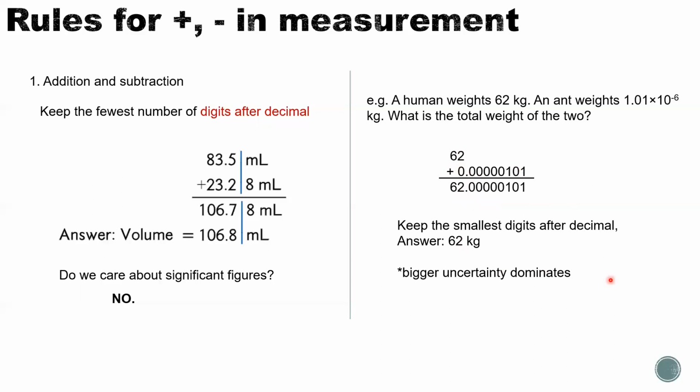What does it mean? It means the tiny weight of an ant does not contribute. We can ignore that weight when we add these two things up because it could very well be buried in the error of the 62 kilograms. So for addition, the bigger uncertainty dominates the results. The bigger uncertainty from 62 dominates the result, and we can infer the uncertainty from the digits after the decimal.